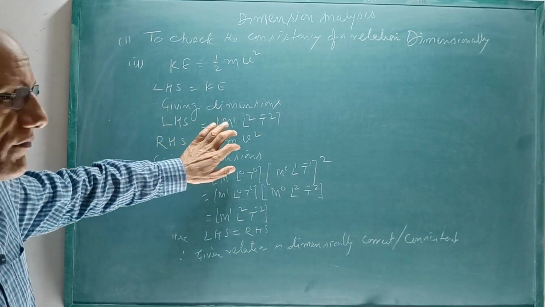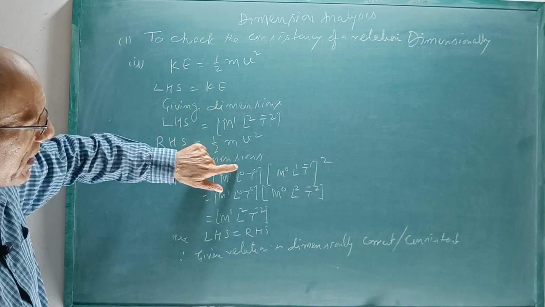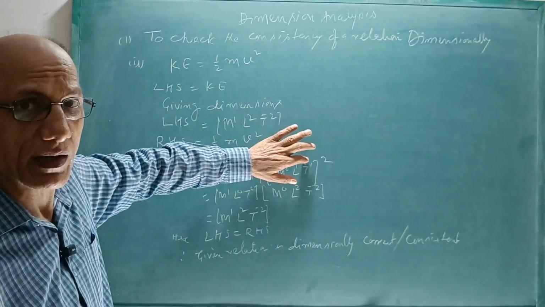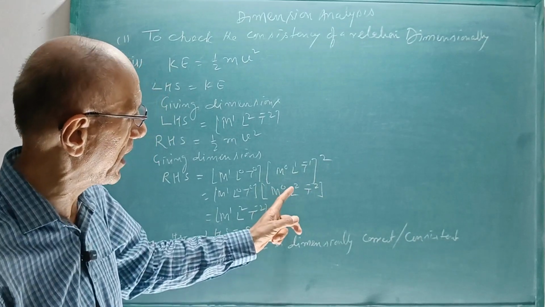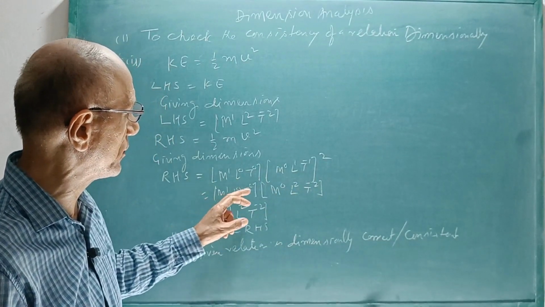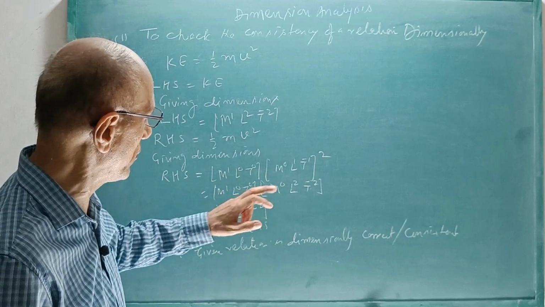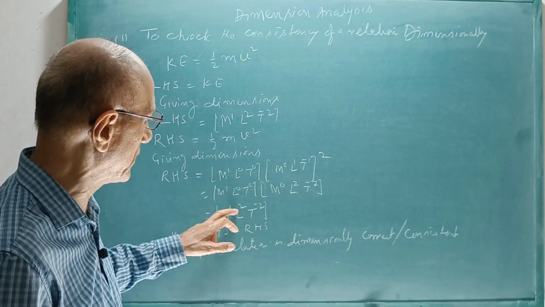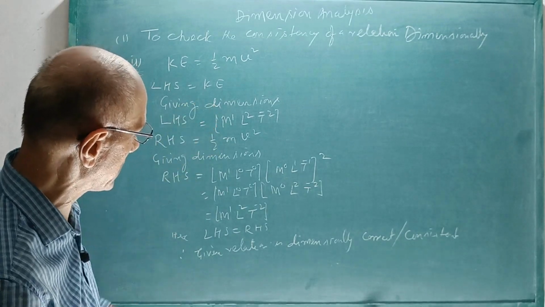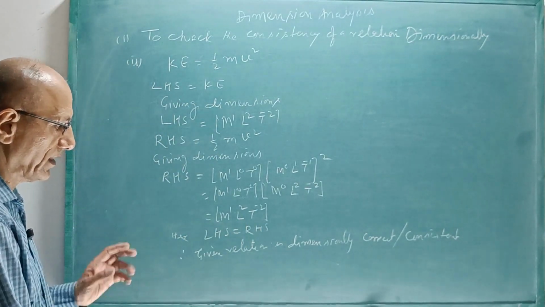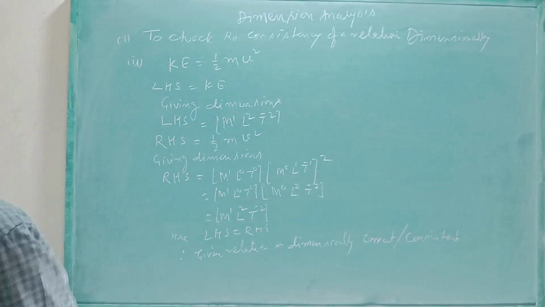Then RHS is equal to half mv square. Giving dimensions, we get the RHS, half is dimensionless. The mass is M1 L0 T0, and velocity is M0 L1 T minus 1 whole power 2. According to the power, they have to be multiplied. So M0 L2 T minus 2, and here it is M1 L0 T0. Now they are multiplied, so the powers are to be added. So M1 plus 0, that is M1, then L0 plus 2 is L2, and T0 minus 2 is minus 2. So this is the same as that of the LHS. So LHS and RHS are equal here. Therefore, the given relationship is absolutely correct or consistent.